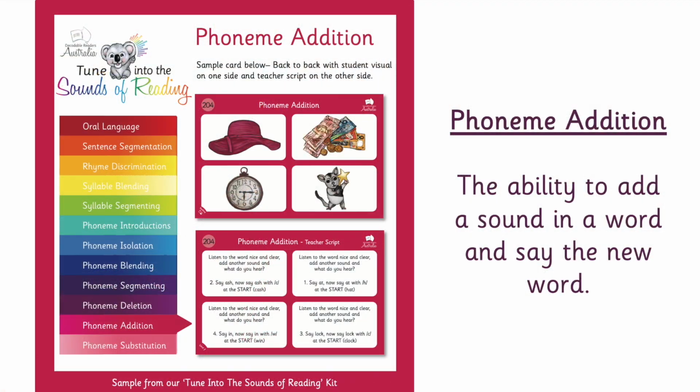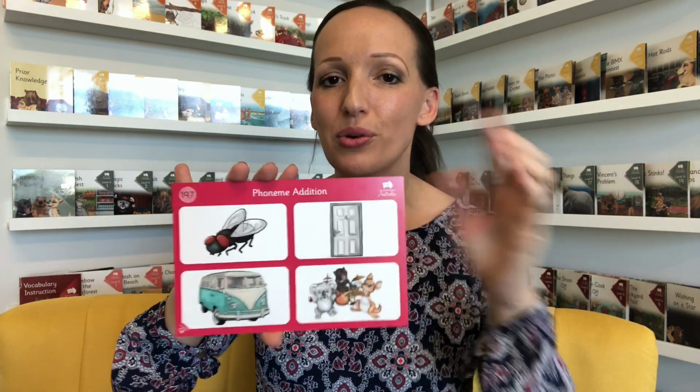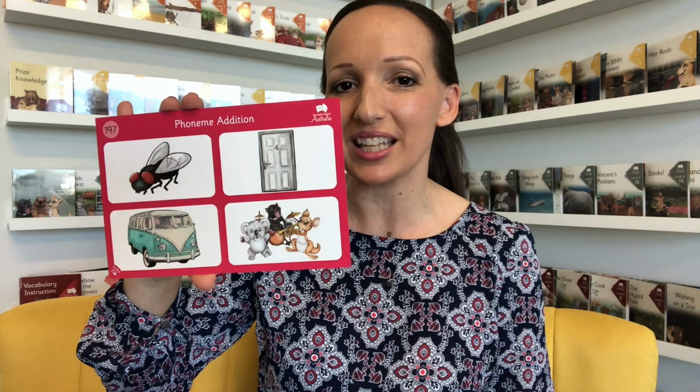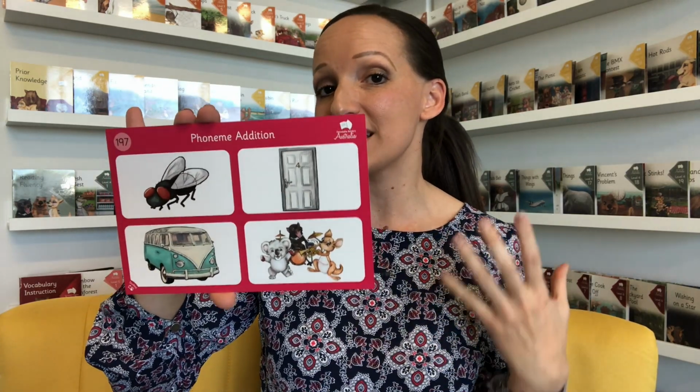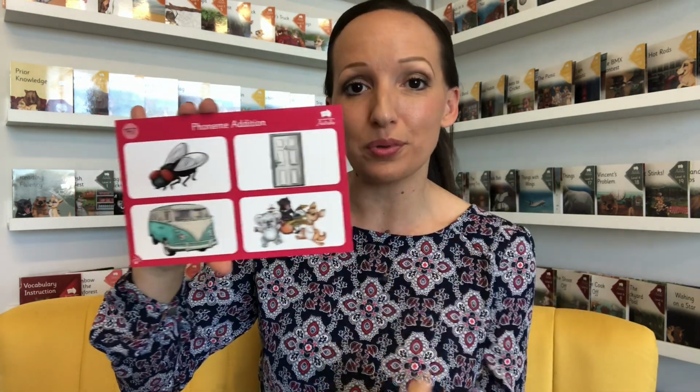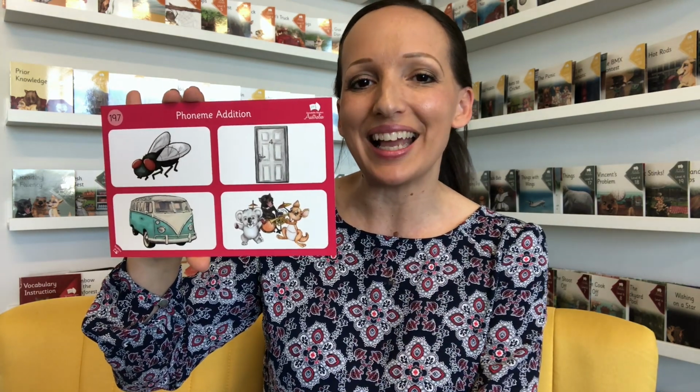Phoneme addition is just the opposite to deletion. We're going to add a sound. Now there's multiple levels within addition because we can add it to the start and we can add an extra sound to the end. So we start with adding it at the start and then we get a little bit more complex. So let's have a little listen at one of our first ones here. So once again, I like to show all 4 visual prompts, make it a challenge and see whether they can decide which visual prompt, which spoken word will answer the clues.